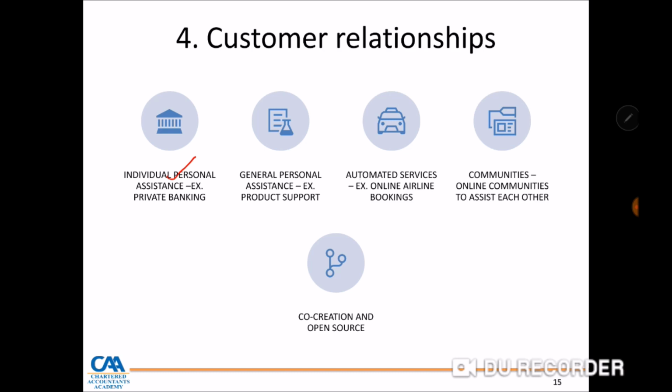And these days, automated services are getting traction, whereby you are getting online support. So for example, if you're looking at the airline industry, how have they created relationships? A customer wants to book a ticket. They can simply go to the airline's website and then book a ticket online. So effectively, the airline is related with its customers, but using automated services.